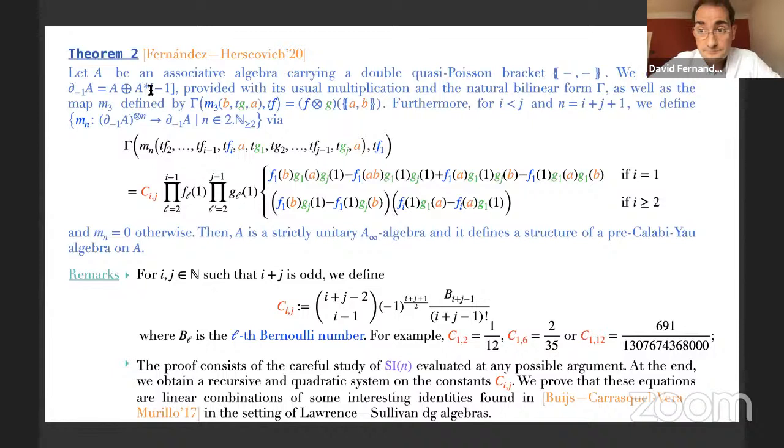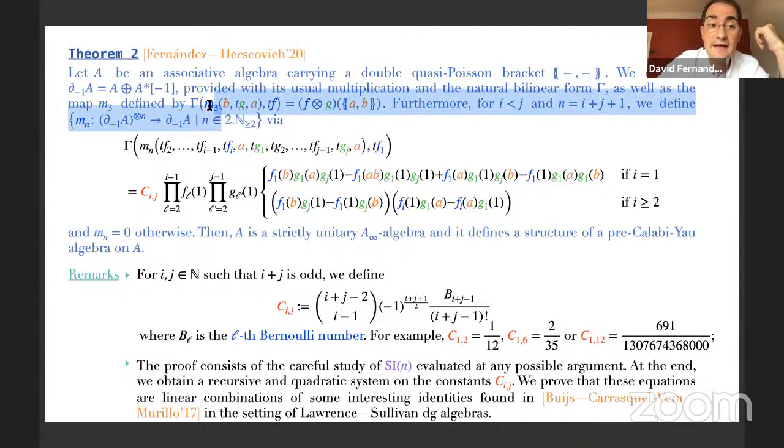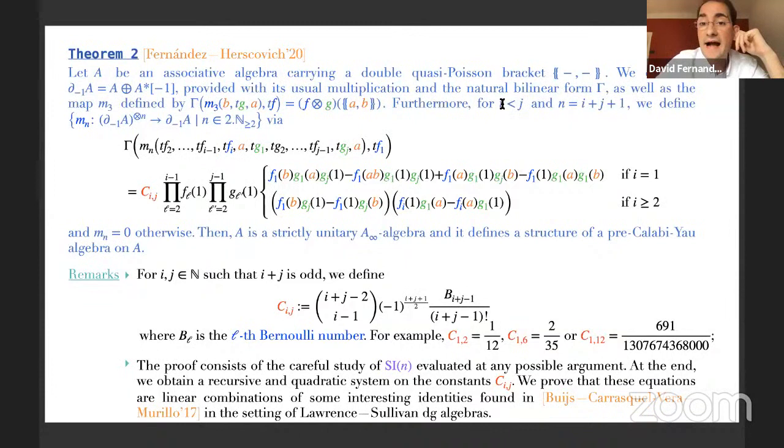Now we have to consider the pre-Calabi-Yau structures. We have M3, and we will define M3 in this way, okay? Using the double quasi-Poisson bracket, we define this M3. So far we have M2, which is the multiplication, and M3 given by this explicit formula, which is basically the Yudu-Koncewicz formula. Furthermore, for i less than j, and we decompose n as i plus j plus 1, we define Mn in this way.